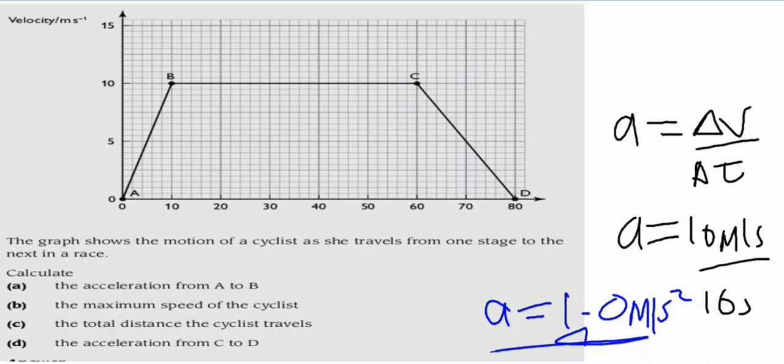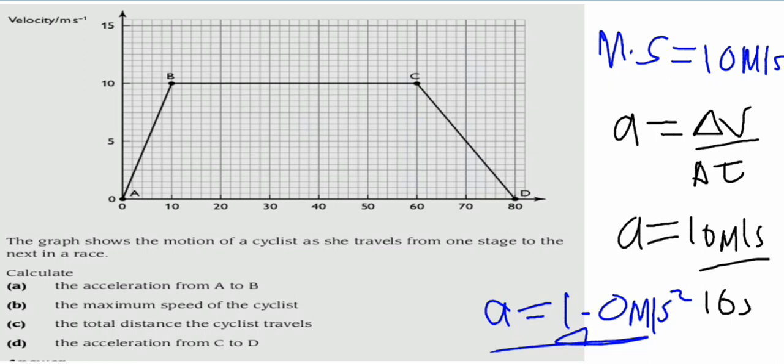Question B: the maximum speed of the cyclist. Of course, here they are talking about velocity, but they are asking us to give the maximum speed of the cyclist, so we just obtain it from the graph. It's this one here, which is 10 meters per second. So the maximum speed is equal to 10 meters per second. That is the answer for question B.